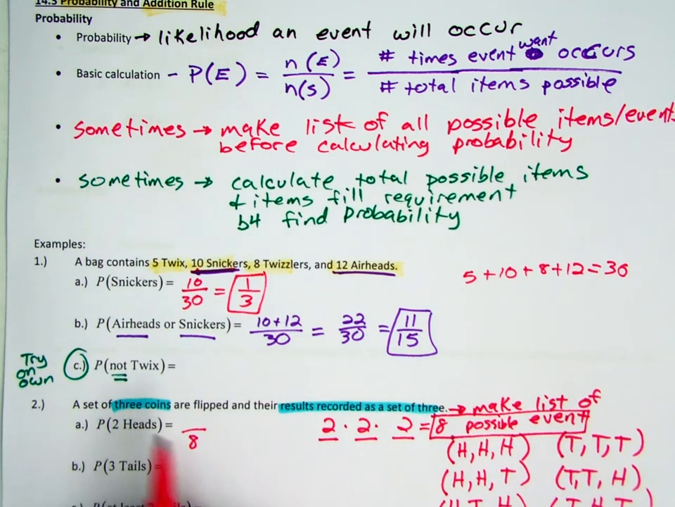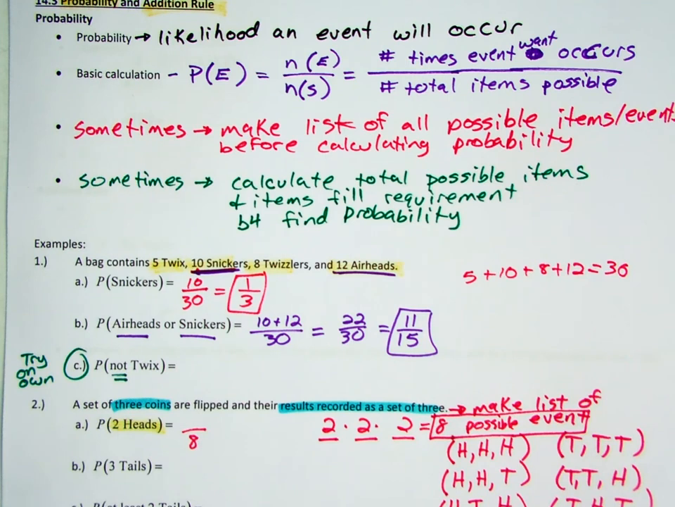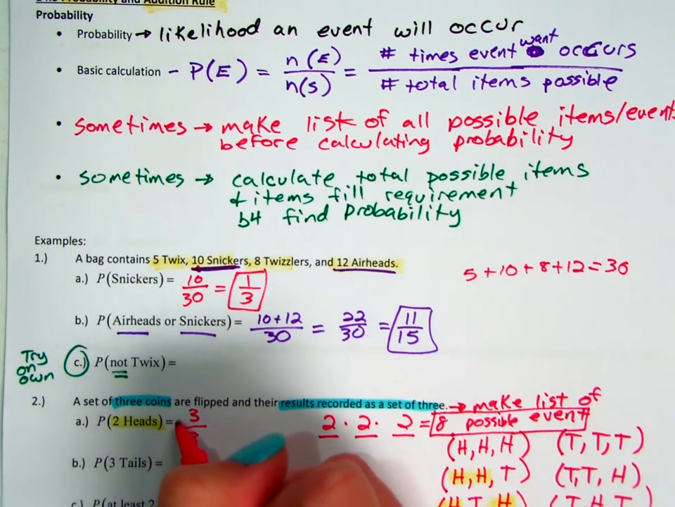Now, I want to know which ones of these have 2 heads. So I want to have 2 heads. So when I look at this, one has 3 heads. That doesn't count. This one has 2 heads. This one has 2 heads. That one has 1 head, no heads, 1 head, 1 head, 2 heads. So we have 1, 2, 3 ways to get 2 heads out of 8 total.